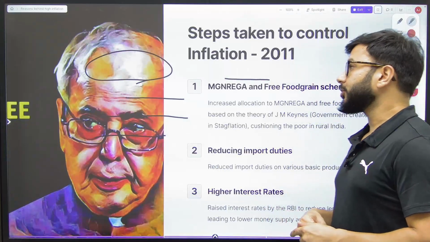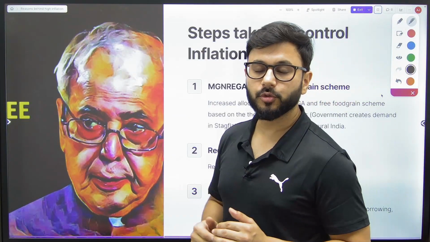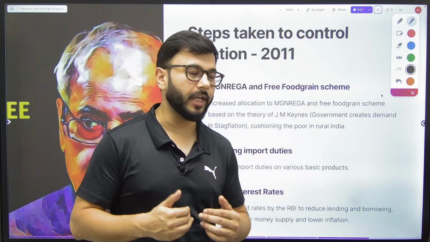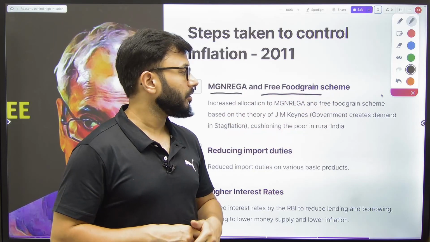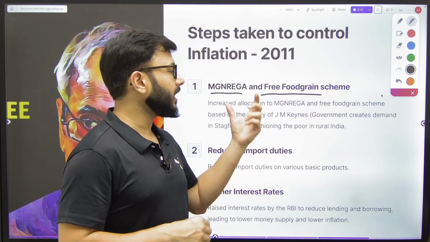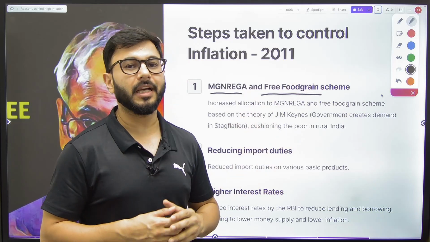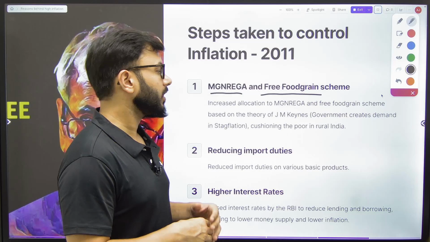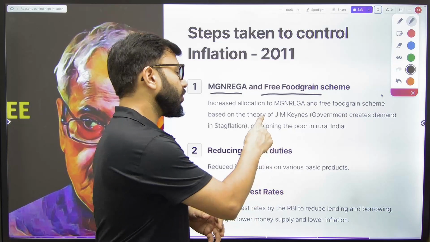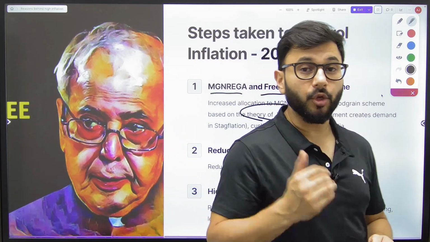Now, let's come to the steps taken by the government back in 2011 versus the steps taken by the government today. In 2011, the government launched MGNREGA and the free food grain scheme. MGNREGA was expanded, not launched. And similarly, the free food grain scheme, National Food Security Act, etc. All of these were launched and expanded. What is the primary aim? To create demand in the economy, because we were witnessing lower growth.